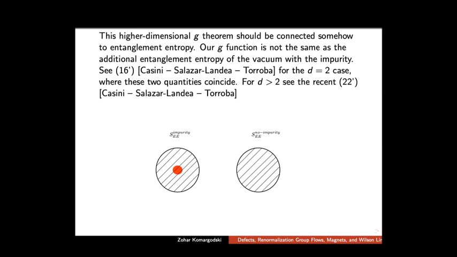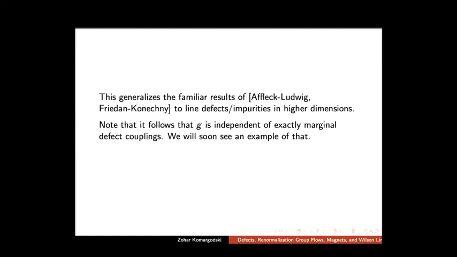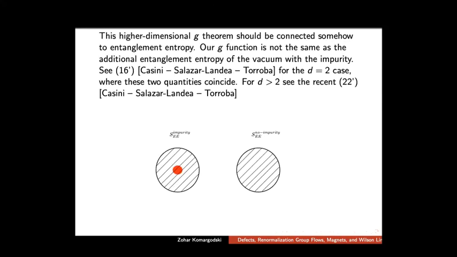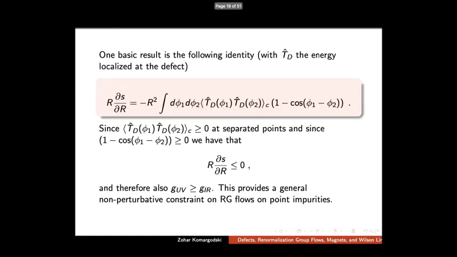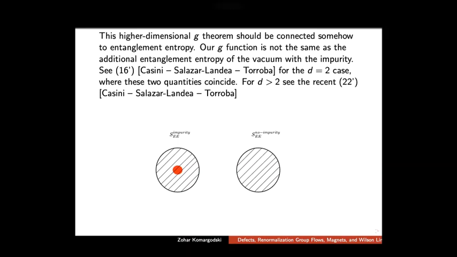In 2016, in 1+1 dimensions, the connection between the extra entanglement entropy and log G was pointed out by Cassini, Salazar-Landea, and Doroba. That's true in 1+1, and it pertains to the Affleck-Ludwig / Friedan-Konechny story. But later it was realized that this connection between log G and the added entanglement entropy is not true in higher dimensions. So the log G that I'm telling you about here is not connected to the extra entanglement entropy. It's not the same as the extra entanglement entropy in the vacuum with an impurity at the middle.